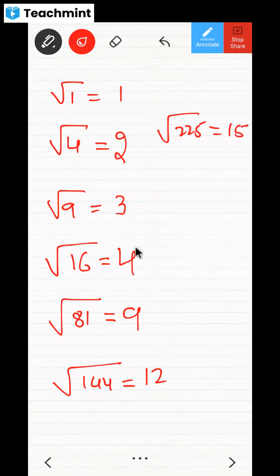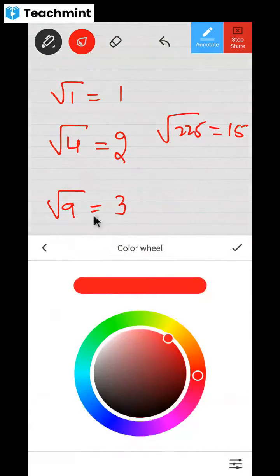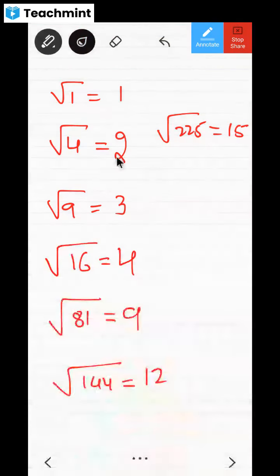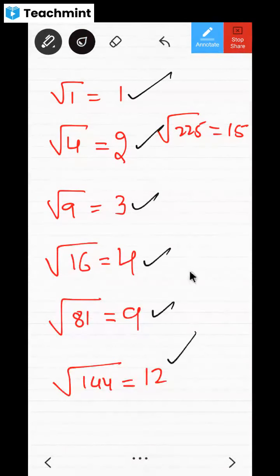So like that, whatever square roots of perfect squares there are, I mean, root 16 means 4 you are getting, so all these are rational numbers only. Let's look at this. 1 is a rational number, 2 is a rational number, 3 is a rational number, 4, 9, 12, 15. All these are rational numbers or not? So whatever square roots of perfect squares there are, they are all rational numbers.